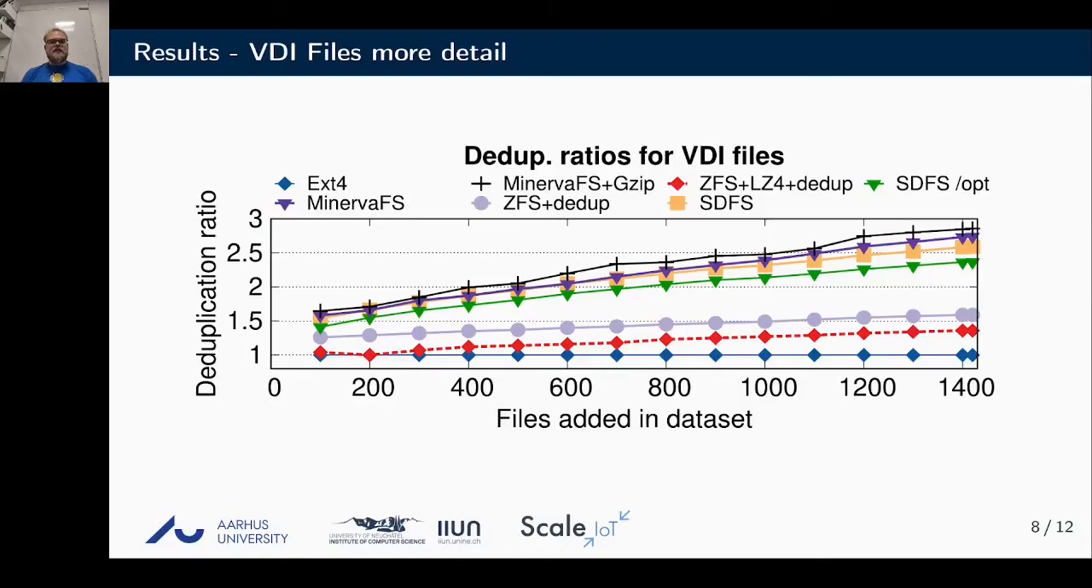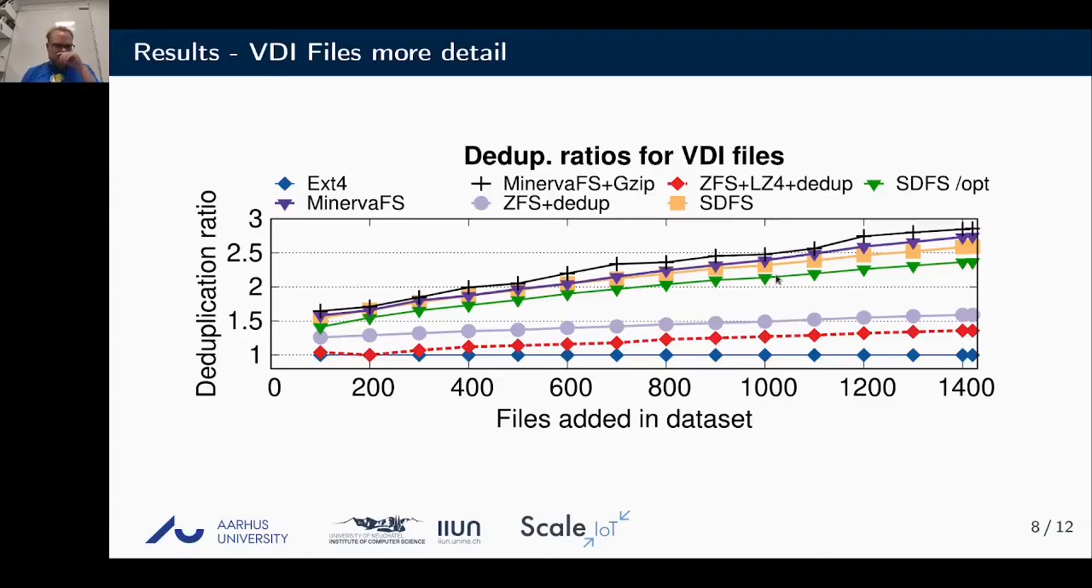Another thing we can see is that SDFS actually does compression of the chunks, but it does the chunking first and then compression, and achieves much higher compression ratios. Sorry, deduplication ratios. And the reason we have SDFS and SDFS opt is because SDFS is without all the scaffolding, and SDFS opt is with all the scaffolding.